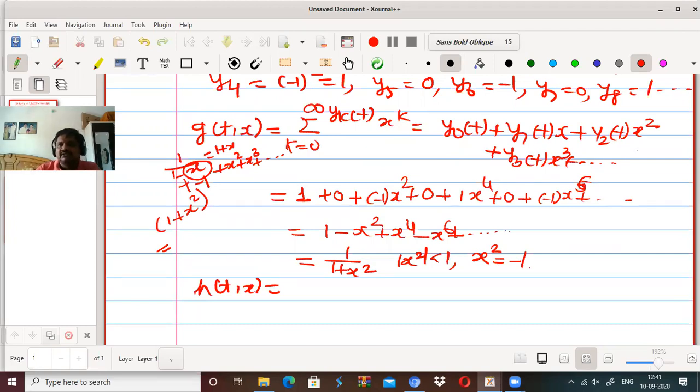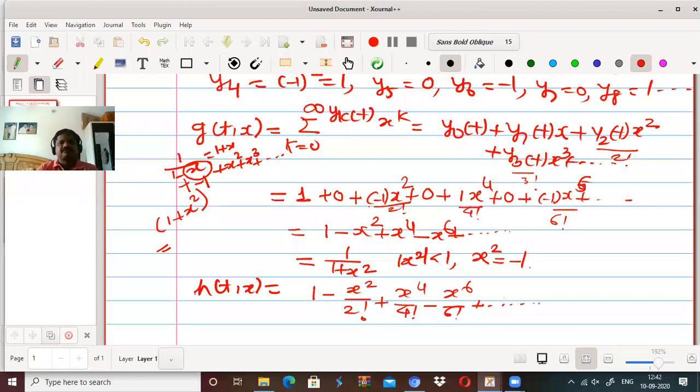y2t upon 2 factorial, y3t upon 3 factorial. So 1 remains as it is. Here we only divide by 2 factorial, here divided by 4 factorial, here divided by 6 factorial. So in all, what will h of tx be? 1 minus x square upon 2 factorial plus x to the power 4 upon 4 factorial minus x to the power 6 upon 6 factorial and plus so on.